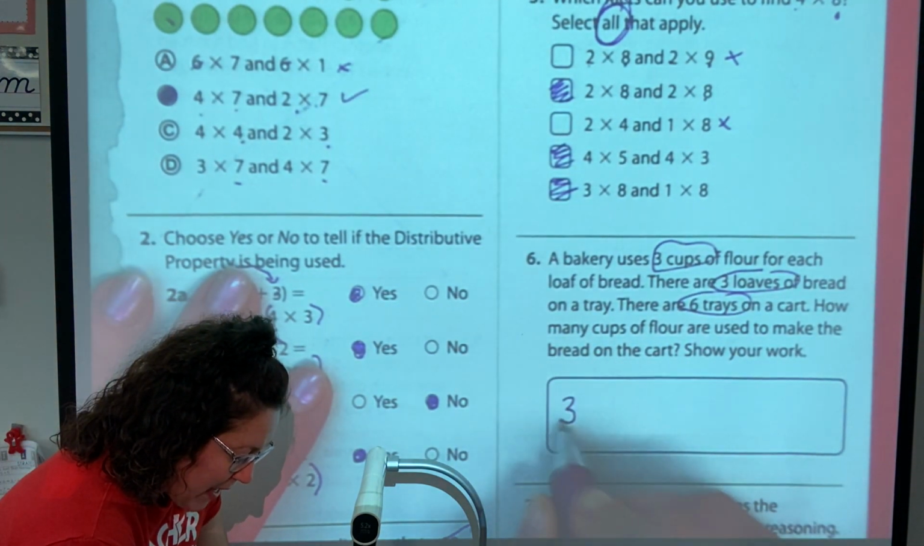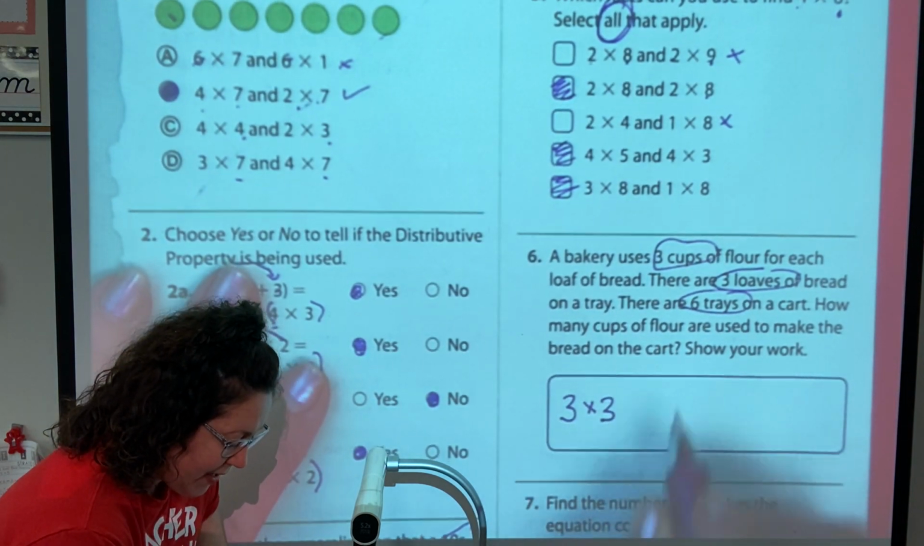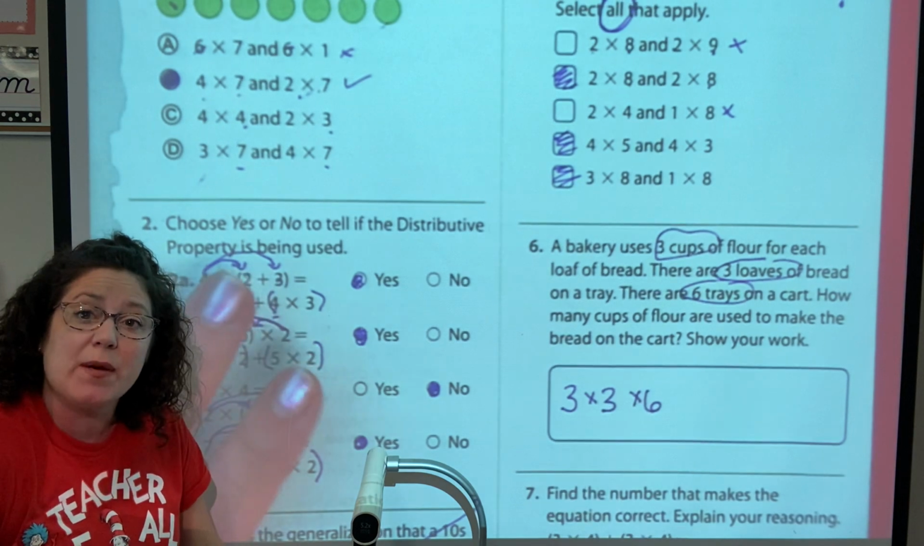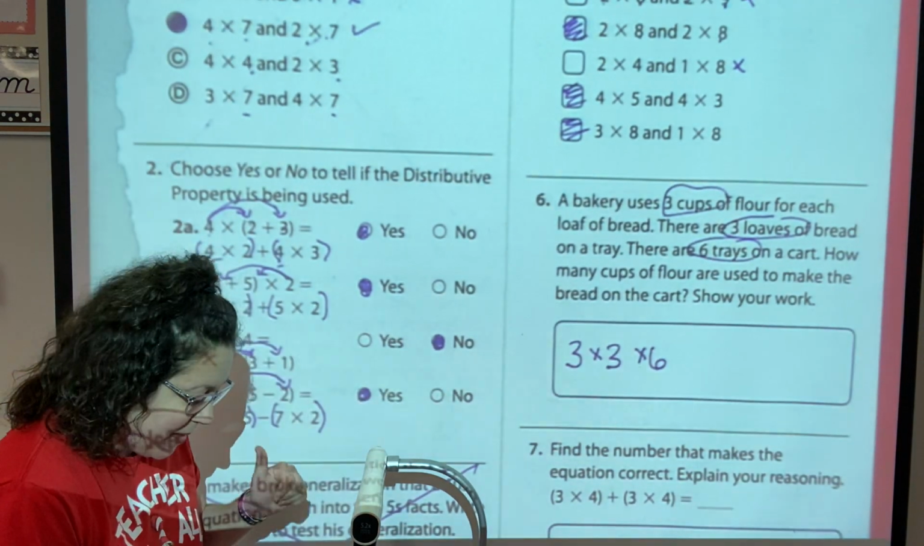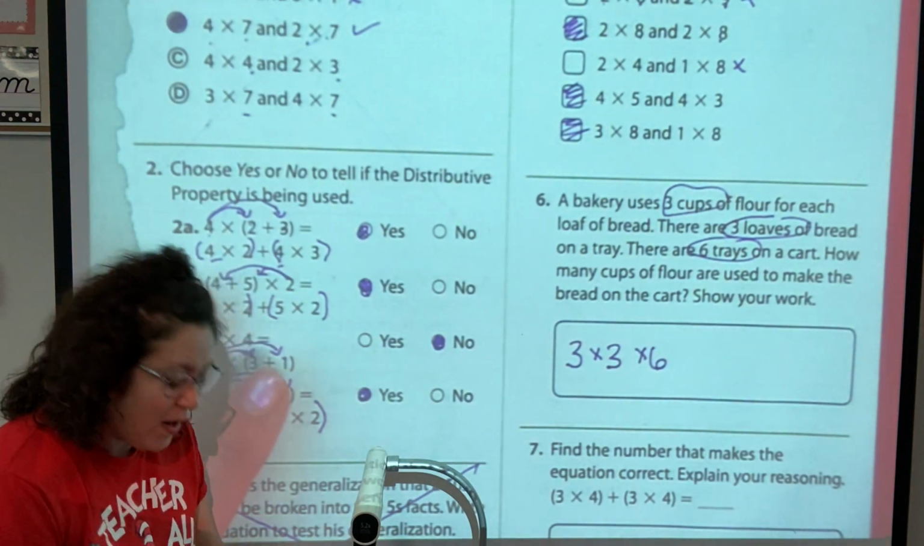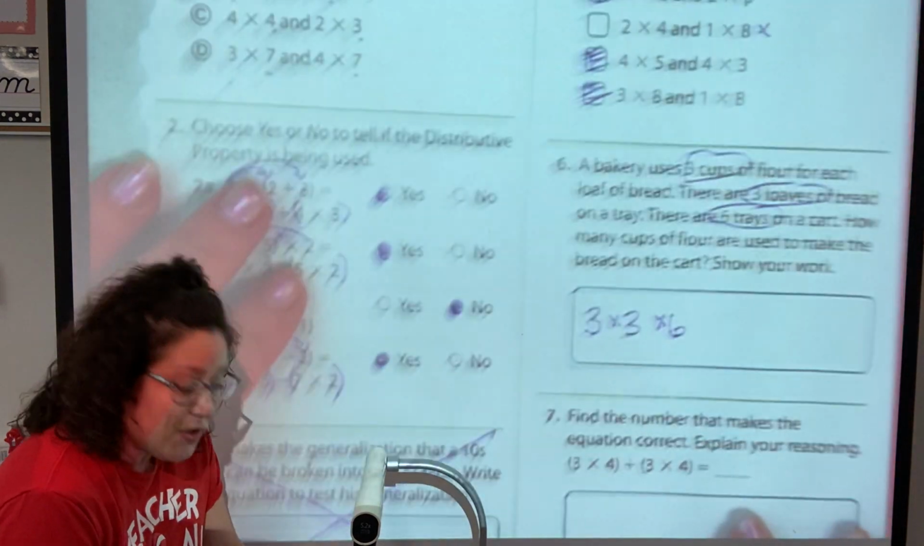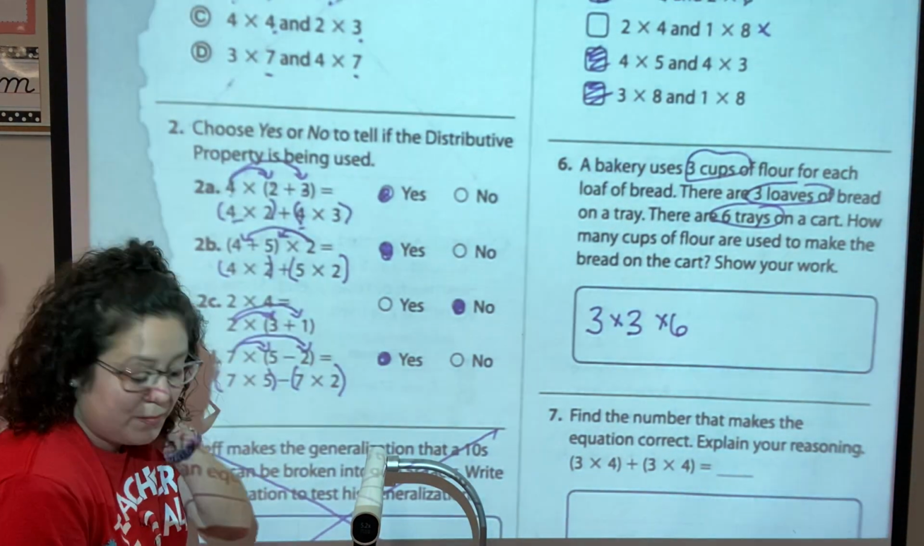So 3 cups of flour for each loaf, and there are 3 loaves of bread on a tray, and there are 6 trays. That's why we're multiplying. We're not adding cups, loaves, and trays together. We're trying to figure out how many cups of flour all together on all of these different things. So you can use your associative property. Group them however you want.